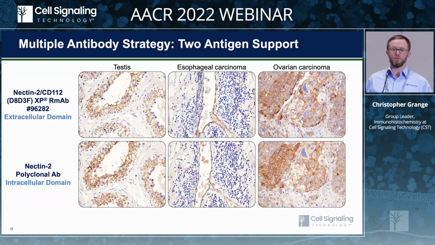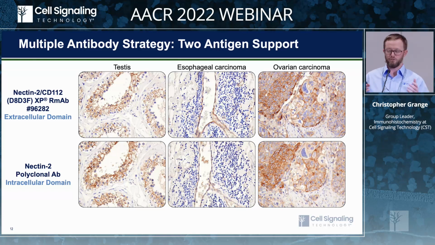Next, we have a multiple antibody strategy, and this is one of our favorite ways to validate antibodies at CST. So you can see we have here 2 antibodies directed against different portions of the Nectin-2 protein. And so when we stain those antibodies on tissue, if we see overlapping signal, we can be fairly confident that that signal is specific for Nectin-2, because it would be exceedingly rare for 2 antibodies directed against different epitopes to show nonspecific staining in the exact same cell types or areas of the tissue.